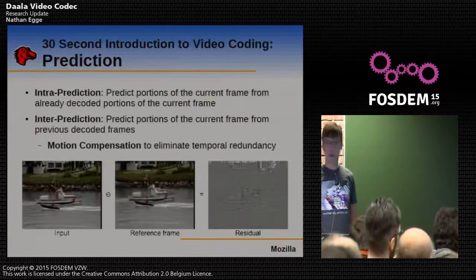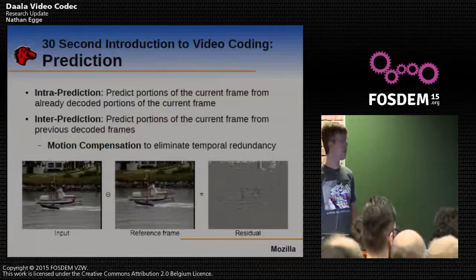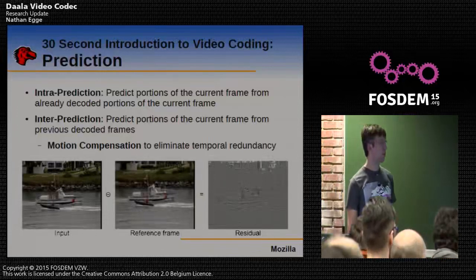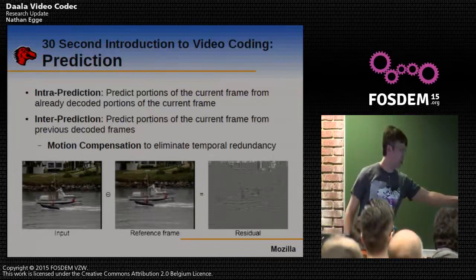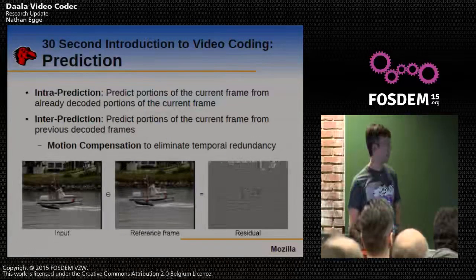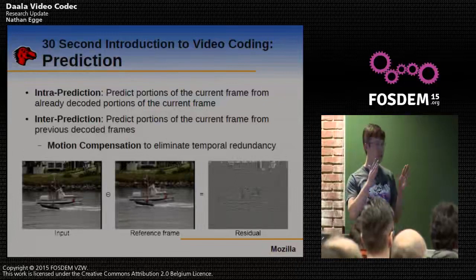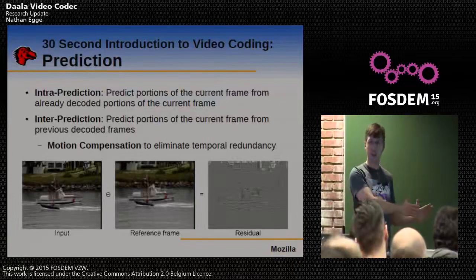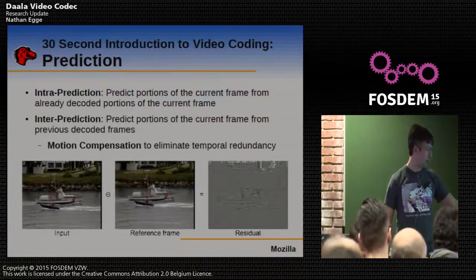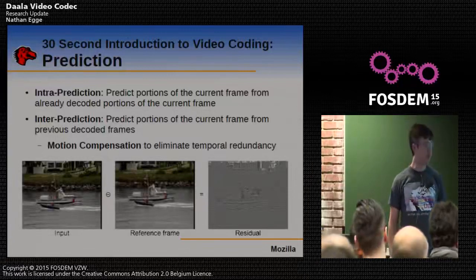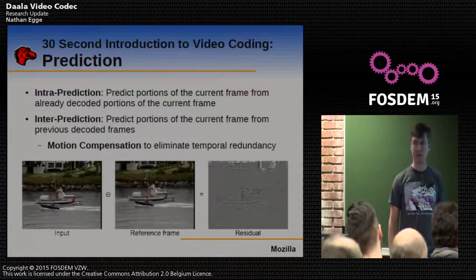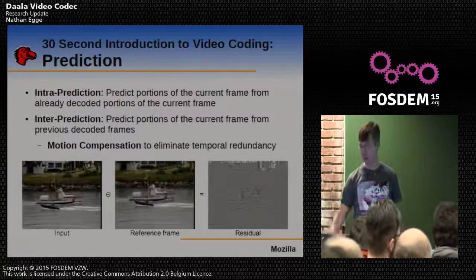And so prediction, there are two kinds of prediction in video codecs. There's intra-prediction, where you predict portions of the current frame from already decompressed portions of that frame. So lower in the frame, you can use references from above it. And then inter-prediction, where you use the decoded previous frame to predict the next frame. And here you can see, for this current frame, we've constructed a reference frame from the previous frames, and that's the residual. There's significantly less information in the residual. And so that's how most video codecs get the bulk of their compression.